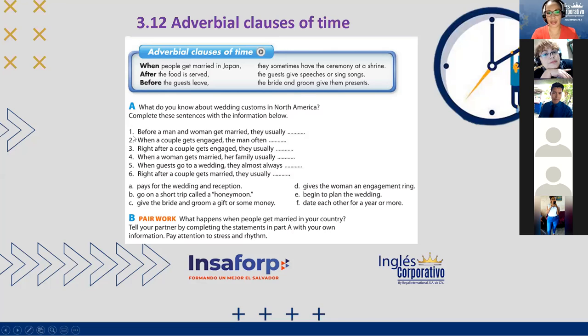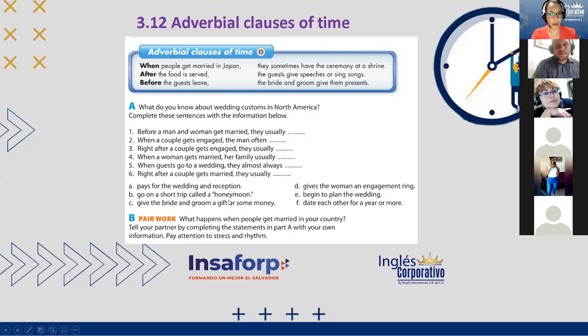Number one with letter what? What do you think it can match the number one? Letter B, go on a short trip called honeymoon. I think it's the letter E. Before a man and woman get married, they usually begin. No, I think it's letter F. They date together for a year or more.